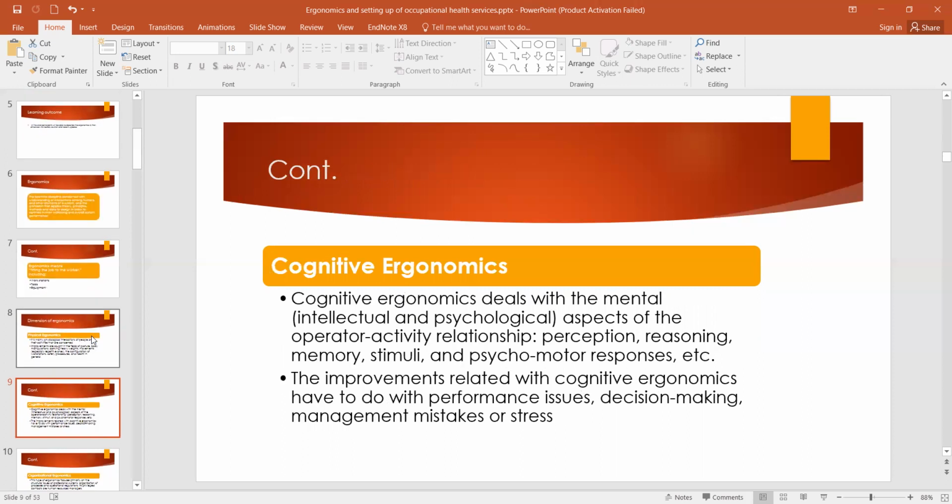Now, cognitive ergonomics. Cognitive ergonomics deals with the mental aspects of the operator, activity, relationship, perception, reasoning, memory, stimuli, and psychomotor response. The improvements in this department have to do with performance issues, decision making, management, mistakes, or stress conditions of the workers.